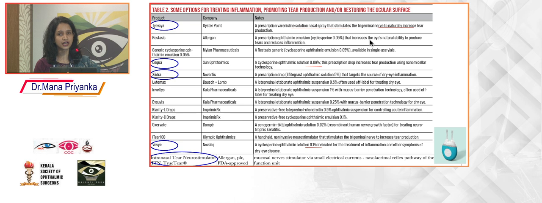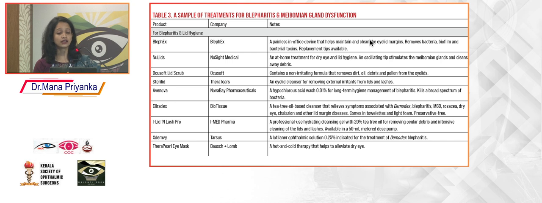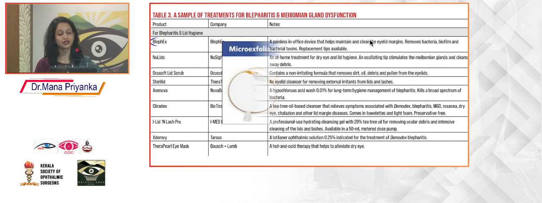Xiidra is a lifitegrast drug which downregulates T cell activation and controls the inflammation. Also, we know that serum eye drops are being used now, which contain platelet-rich plasma and plasma rich in growth factors, again to treat the ocular surface pathology and control the inflammation.